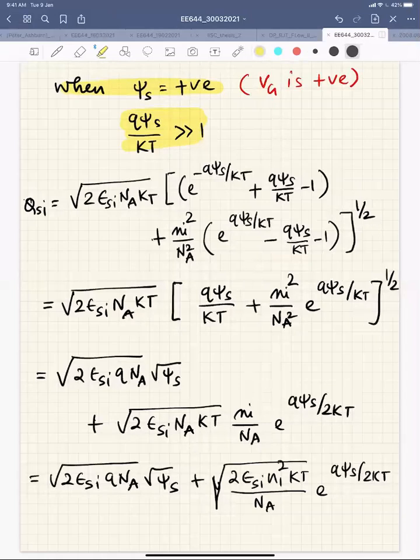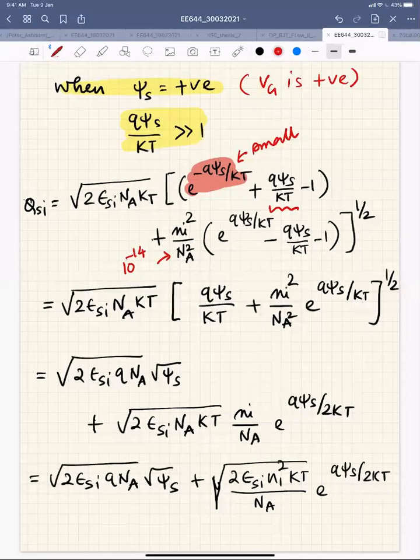If I look at this equation again, here this term is negative, so it will be small. But this term is not small. This is q psi s by kT. Let's say psi s is 100 millivolt, so this will be 100 millivolt by 26 millivolt, around 4. So basically this will be 4 minus 1, 3. And this number is 10 to the minus 14 here.